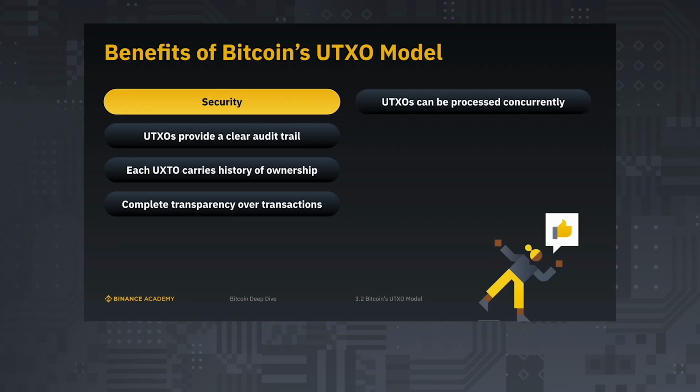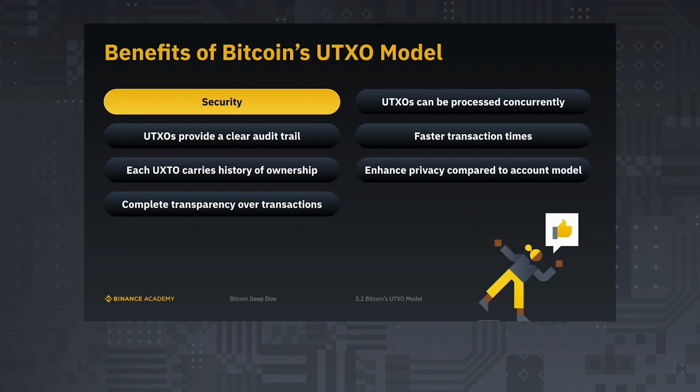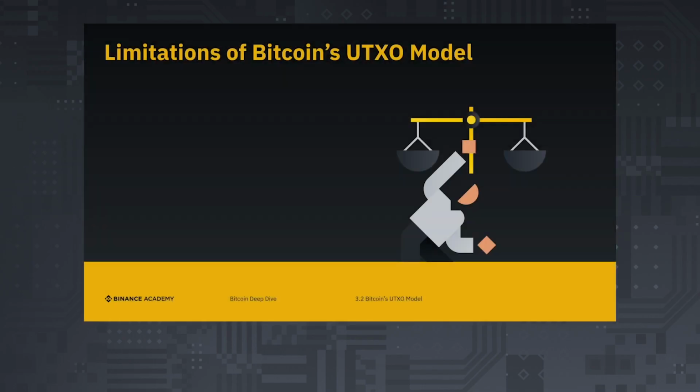UTXOs can be processed concurrently, which may result in faster transaction times compared to systems that process transactions account by account. Lastly, while the UTXO model provides transaction transparency, it can also enhance privacy compared to account-based models. In the UTXO model, change from transactions is often sent to new addresses, making it harder to link transactions to a single user. But the UTXO model has a few limitations.